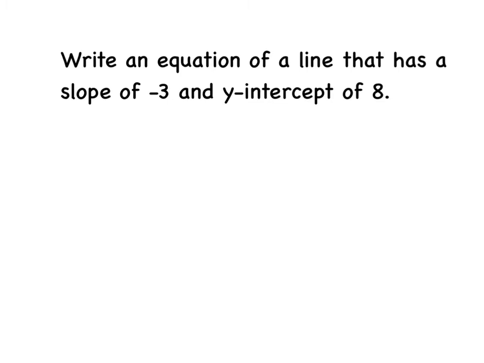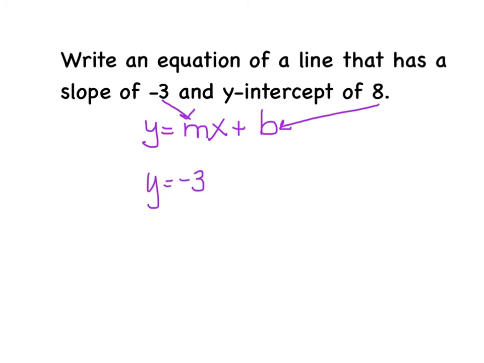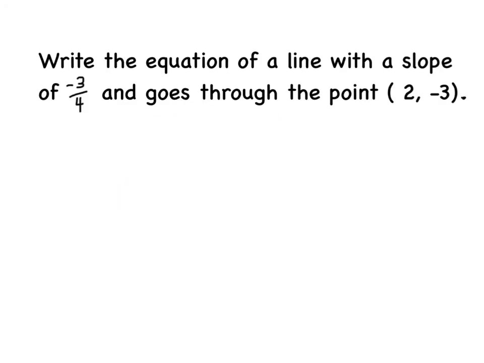Well, this particular one is the easiest kind because I know the equation of a line is y equals mx plus b. The slope is -3, the y-intercept is 8, so y equals -3x plus 8, and that would be my answer. But what happens when you get to an equation where it gives you the slope?